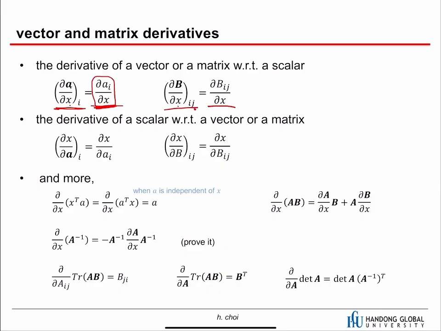Okay, that's quite simple. And the derivative of a scalar with respect to a vector or matrix is actually exactly opposite. So this one is a scalar, this one is a vector. And this itself is a vector, right? And the element at i of this vector is this one, the derivative of x with respect to a sub i. Okay, likewise, we can take a derivative of a scalar with respect to a matrix and more.